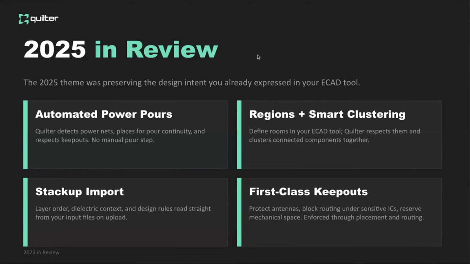So being able to keep out different parts of the board on any layer and any types of components, whether you're keeping out traces, vias, or anything like that, so that you can control the parts of the design you want to take care of yourself versus the parts that Quilter is capable of helping you with.